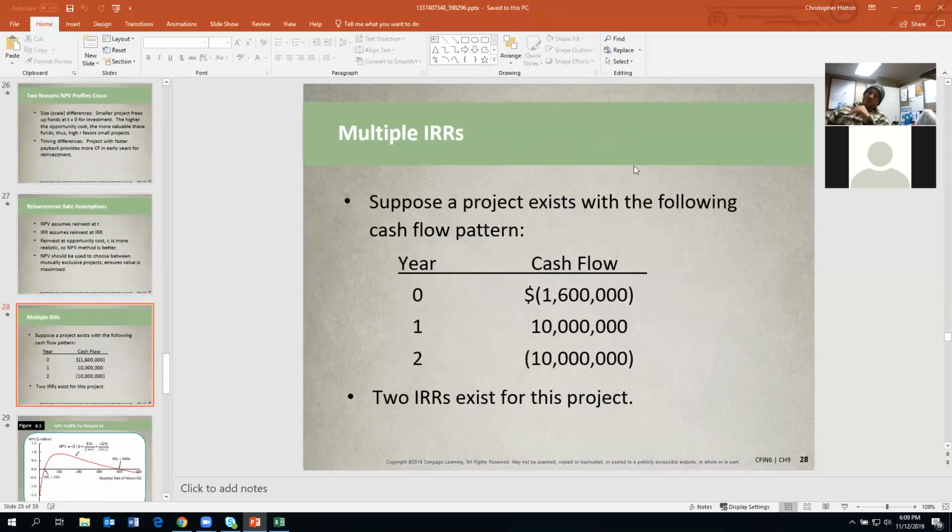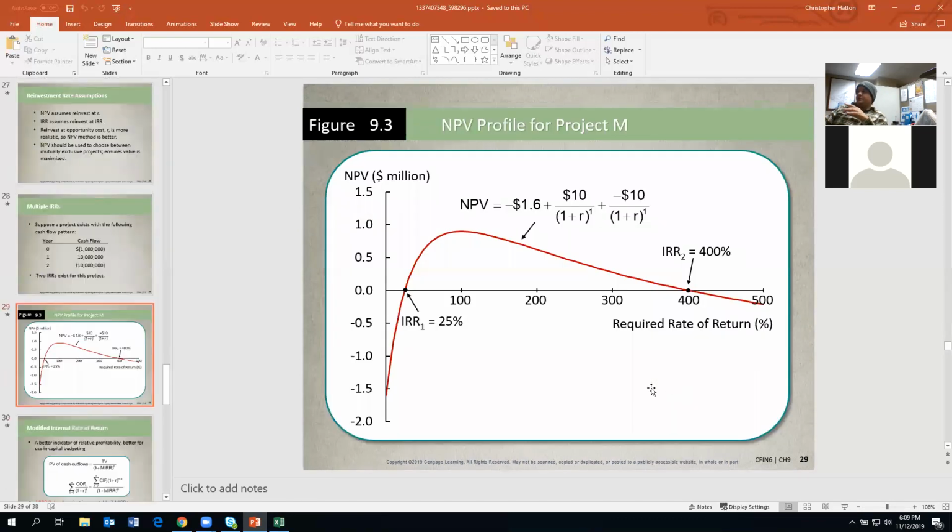So, multiple internal rates of return. Suppose a project exists with the following cash flow pattern. You spend 1.6 million, you get 10 million the next year, and then you have to spend 10 million again in the second year after that. So 2 internal rates of return exist for this project. And the reason is because you're crossing this 0 net present value line twice. So at each time you cross, you get an internal rate of return. So an IRR of 25% here and an IRR of 400% here.